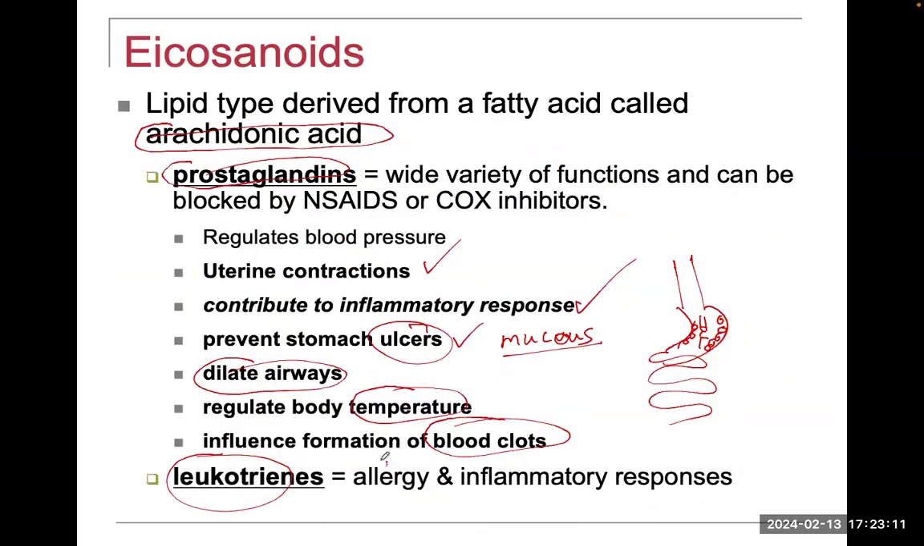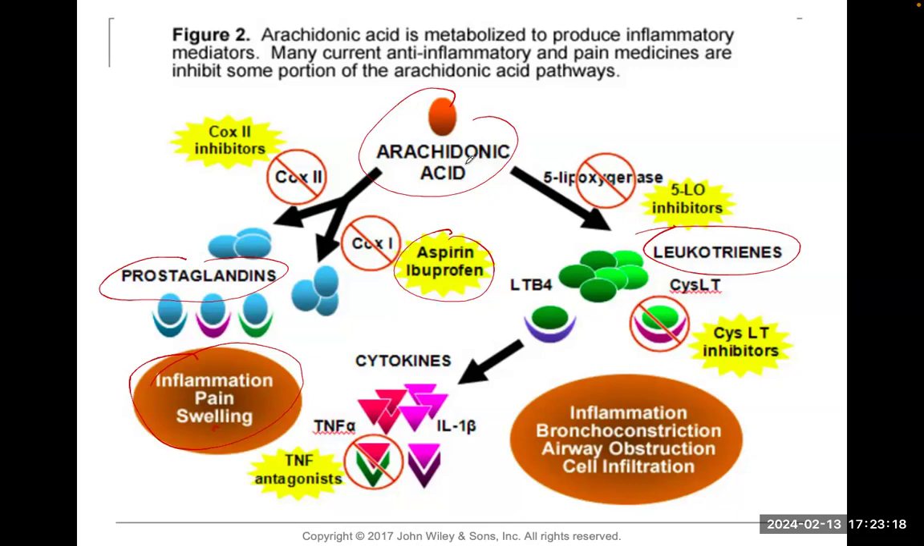The leukotrienes are involved with the lungs, like sinuses, allergies, and the inflammation around the respiratory tract. So arachidonic acid converts into leukotrienes, and that creates inflammation and bronchial constriction or blockage of the airway. The enzyme that converts arachidonic acid into leukotrienes is called lipoxygenase. So if we block lipoxygenase, we can't produce leukotrienes.